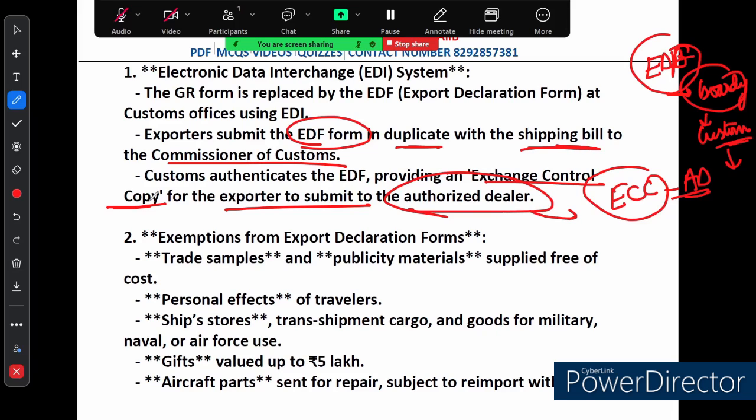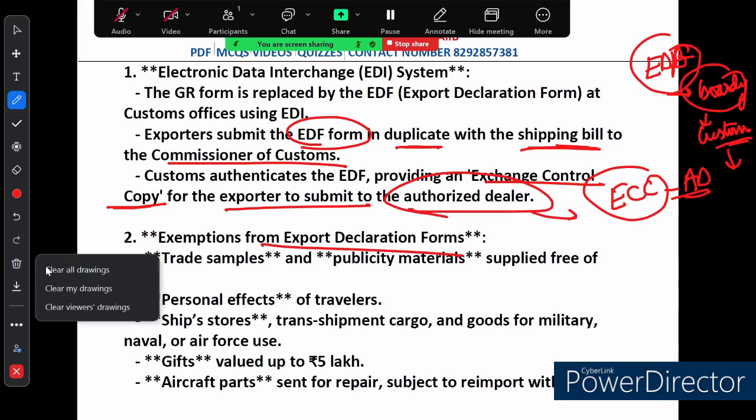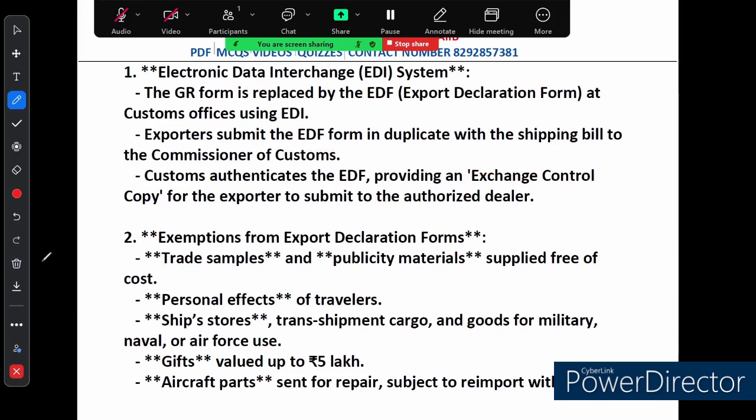Now let's talk about the exemptions from the export declaration form. Now let's go into the part that every exporter wants to know, that is what you don't have to declare. There are quite a few exemptions where you don't need to fill out the EDF form. Here are the key ones. The first thing is trade samples and publicity material that you send out free of charge, no declaration is required. Next thing is if you are traveling, your personal belongings are also exempted from the form. Next thing is ship stores and transshipment cargo.